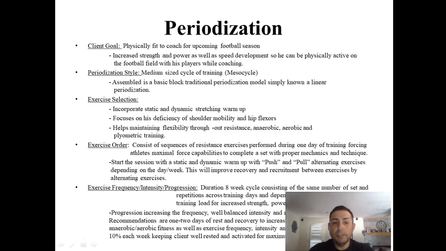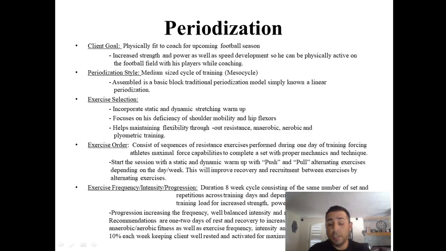Now, for my exercise selection, I incorporated a lot of static and dynamic stretching warm-ups, especially for his shoulders, focusing on his mobility deficiency in his shoulders and hip flexors. I also tried to maintain flexibility throughout his training, with resistance, anaerobic, aerobic, and plyometric training. I also set the exercise order to consist of sequences of resistance exercise performed in 1 day of training, forcing his capabilities to complete a set with proper technique and mechanics.